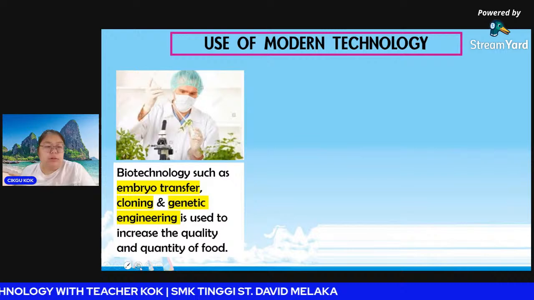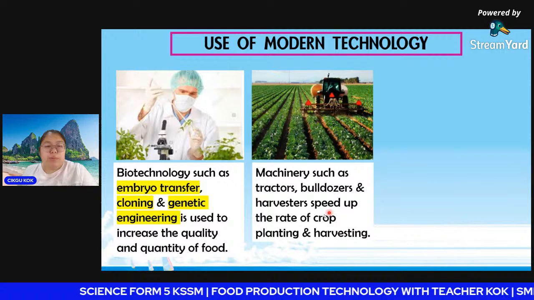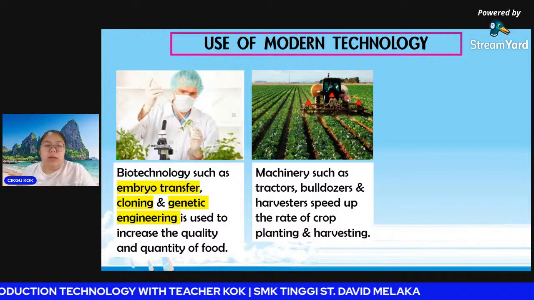Okay, then we go to the plantation. They're using machinery, such as the tractor, the bulldozer, and also the harvesters. They speed up the rate of planting and also the harvesting. So they're using machinery, and this helps to do the plantation.